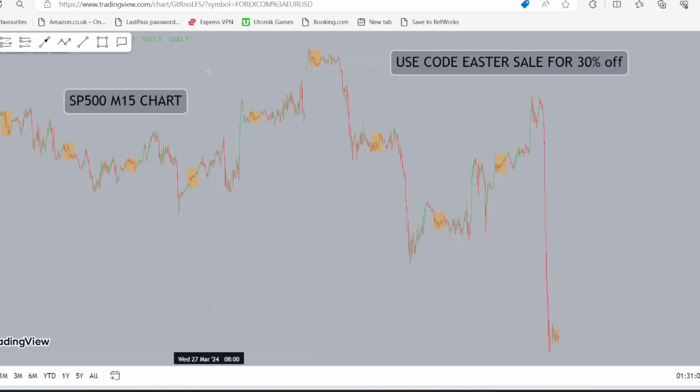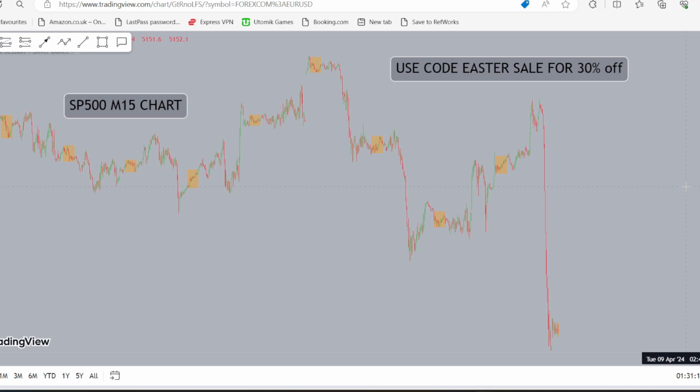Here we have the 15-minute chart of the S&P 500 and we're going to be going over a quick buy trade case study, right? Just before, we had this massive sell-off over here. It's one of the trades I took recently this week, and we're going to be dissecting how you could have got involved, looking at entry models, timing, liquidity, and other basic ICT concepts.